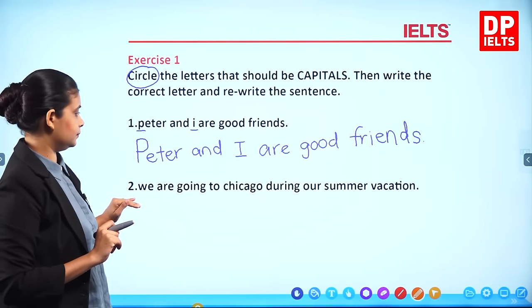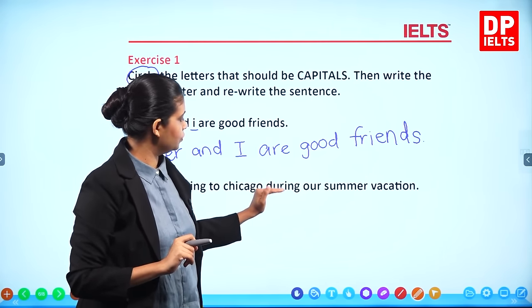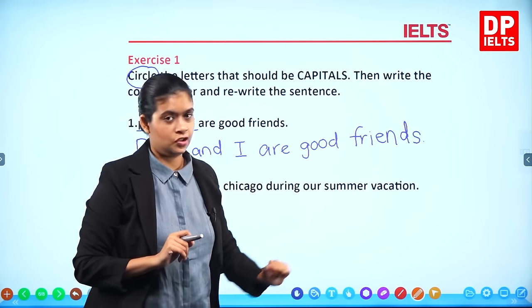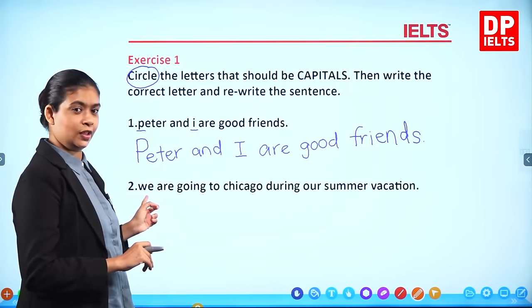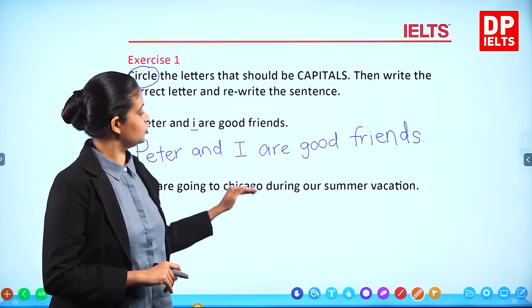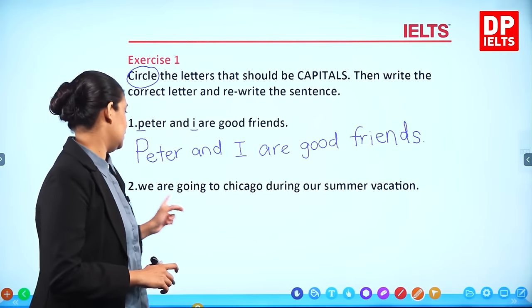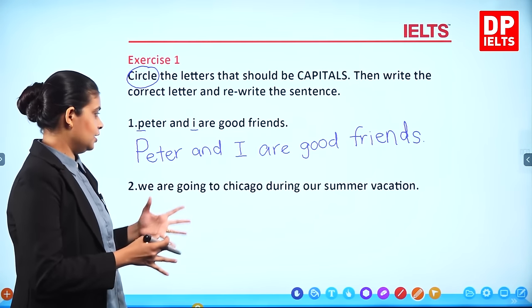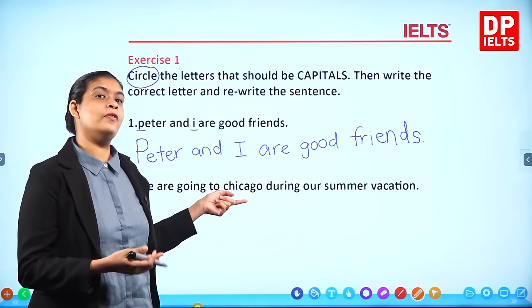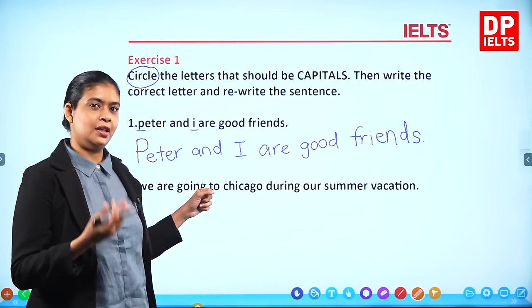Second one, we are going to Chicago during our summer vacation. Let us have a look at the second example. We are going to Chicago during our summer vacation. Chicago is a name of a place. Actually, it's in the States. Okay, America vithiyena.